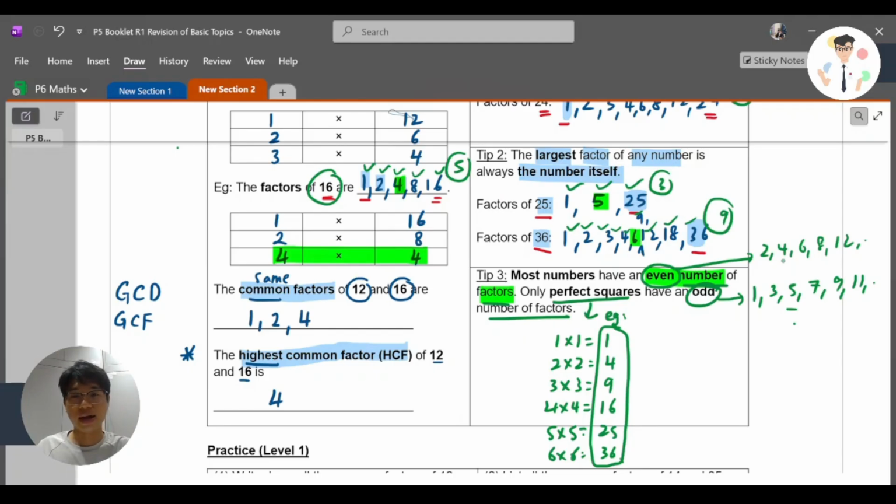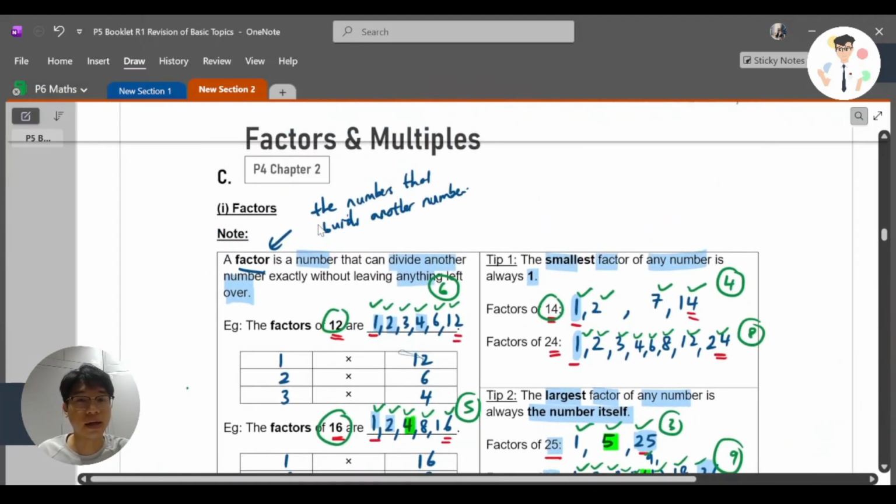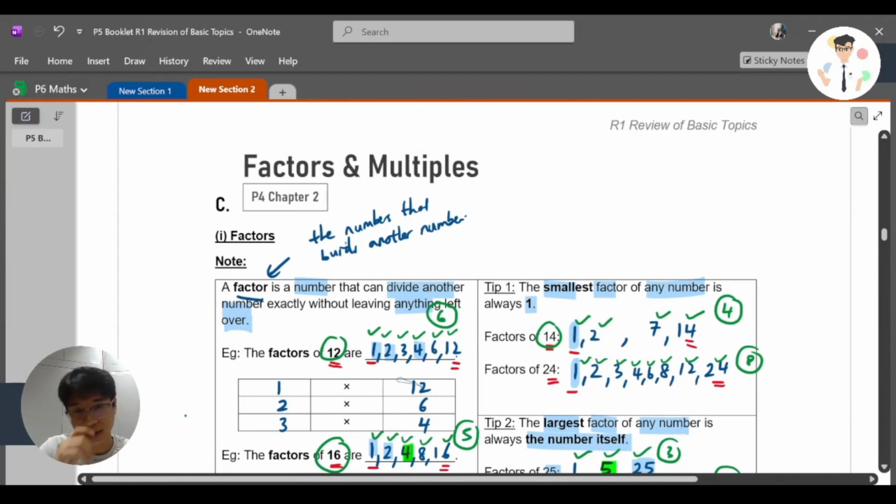Okay, and that is for factors. Again, it's a topic that you learn in P4, but it will eventually become more and more important when you go up to secondary school.